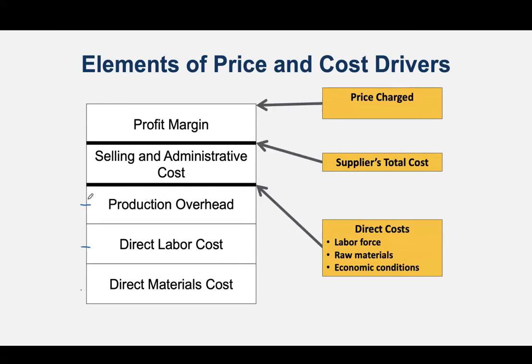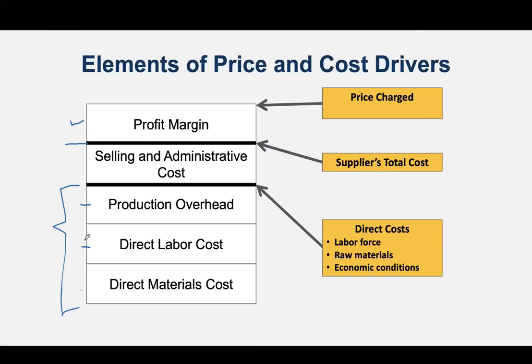So when a supplier is manufacturing something, the cost of the product builds upon these three things: material cost, labor cost, and production overhead. And these three costs are called direct cost. And when you add selling and administrative cost to these direct costs, that is called the supplier's total cost. So these three things constitute direct cost, and when you add selling and administrative cost, that becomes total supplier cost. And then a supplier would add their profit, how much profit they want. And when they add this element, that becomes the final price that is charged to the buyer.